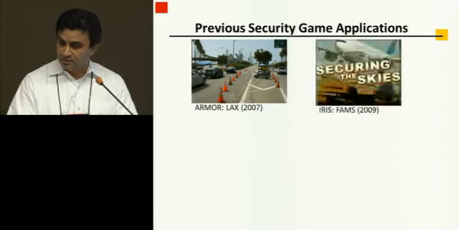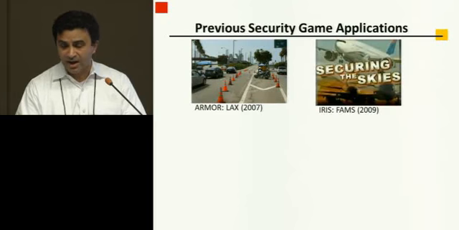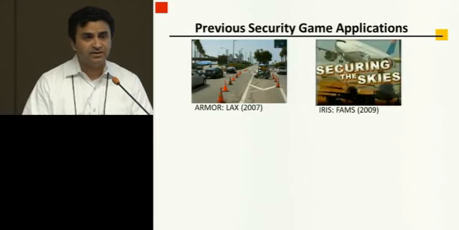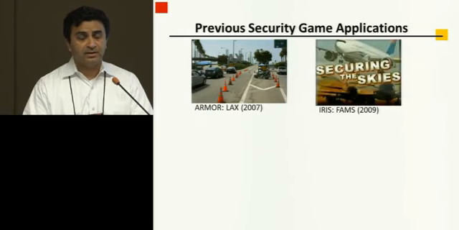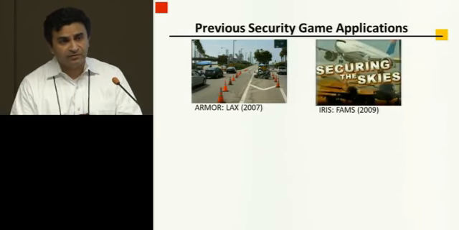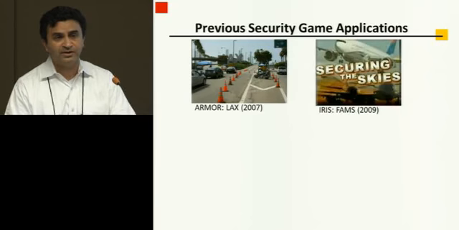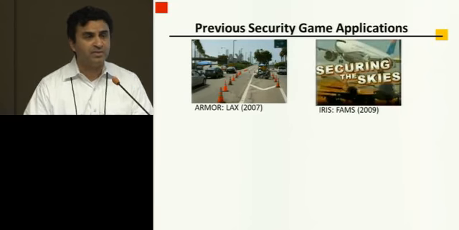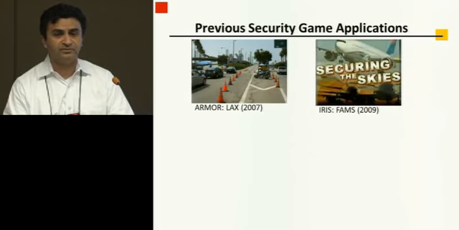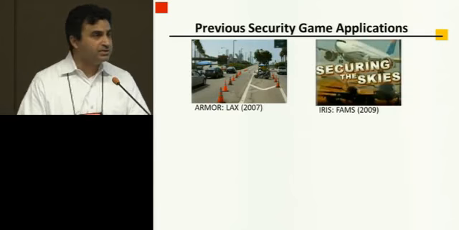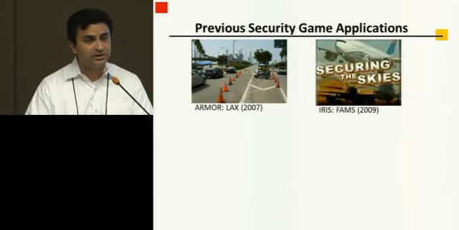Following Armor came IRIS. This is for the Federal Air Marshal's Service. We are looking at international flights here. There are 3,000 flights daily, international, but not enough air marshals to be on every flight. So the question then becomes, which flight should have air marshals? So we do a randomized allocation of air marshals to flights, taking into account the fact that different flights have different risks. This system, again, based on same principles that I'll talk about later, has been in operation since 2009 and continuing on.